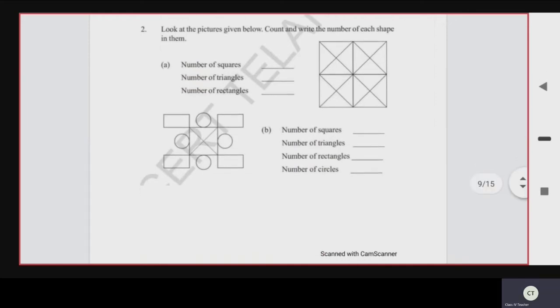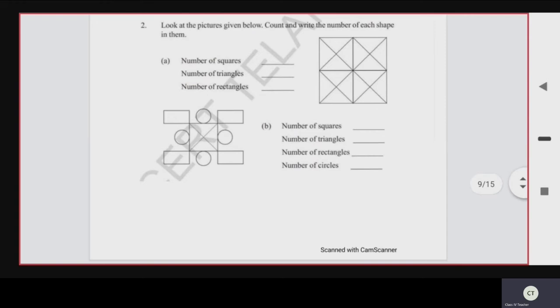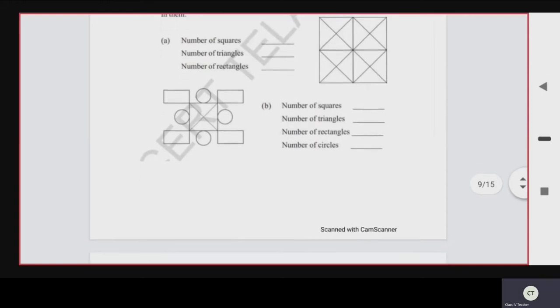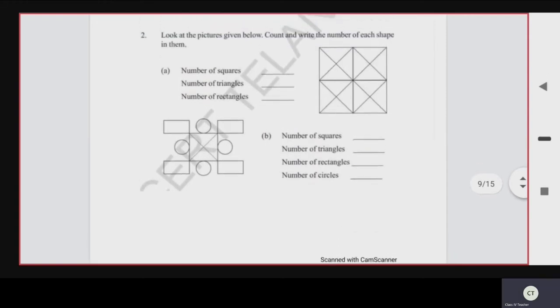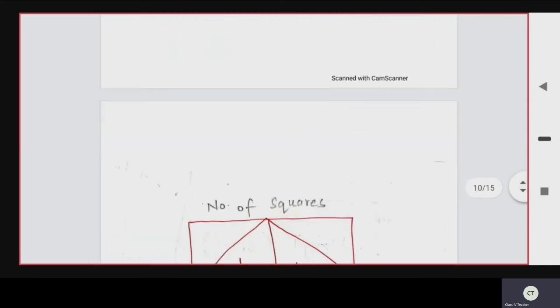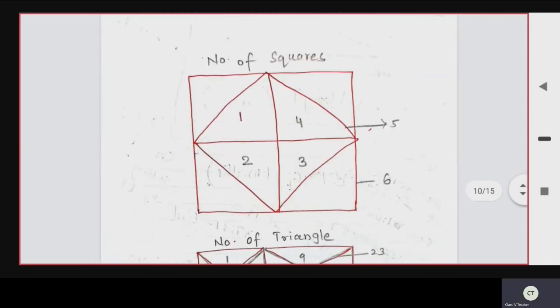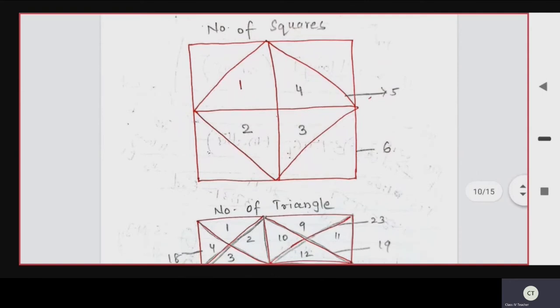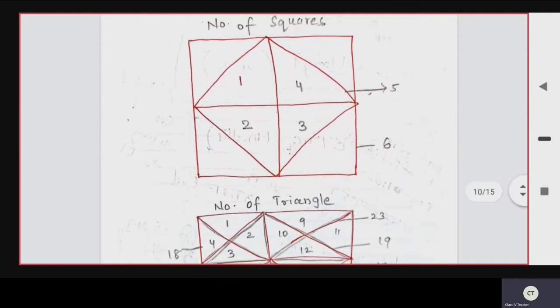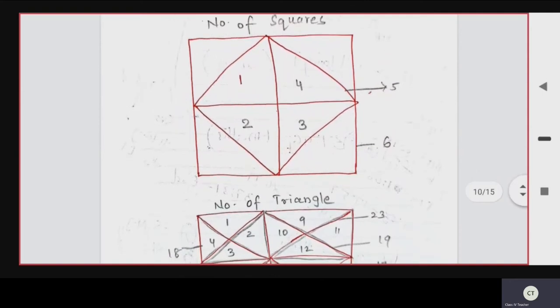Now look at the diagram here. Count the number of squares, triangles and rectangles. So in the first diagram, see here, the number of squares you are finding is, I have named them and the numbers are given individually. Total you have 5 squares.